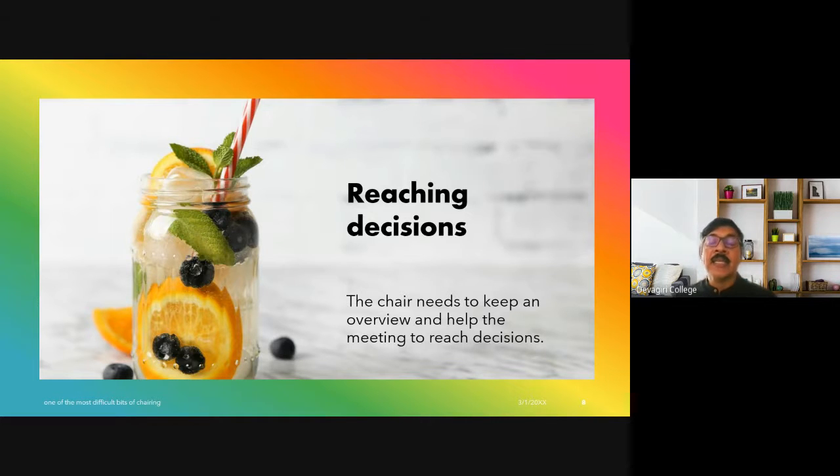So reaching a decision, making a decision is an art, and this is what, as a chair, you should do. As a facilitator, you should be able to reach decisions after allowing them to discuss their points and all those things.